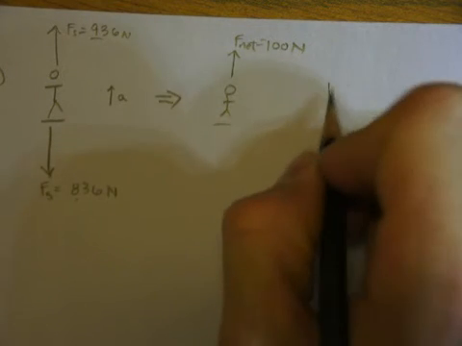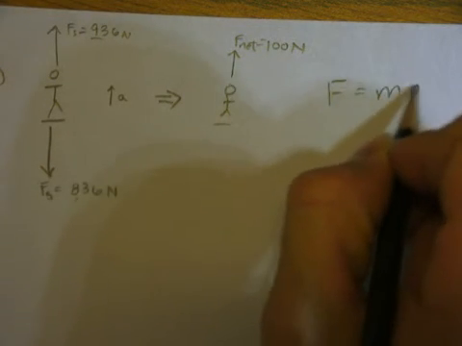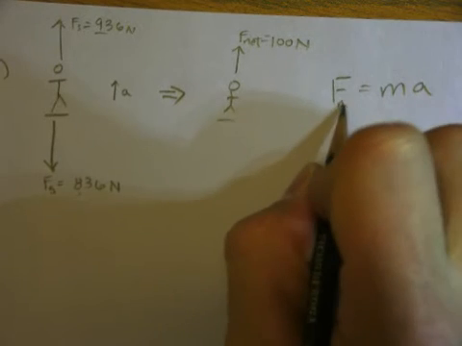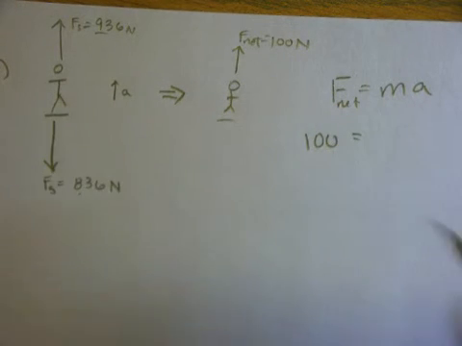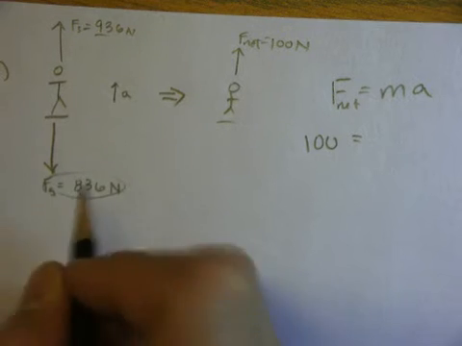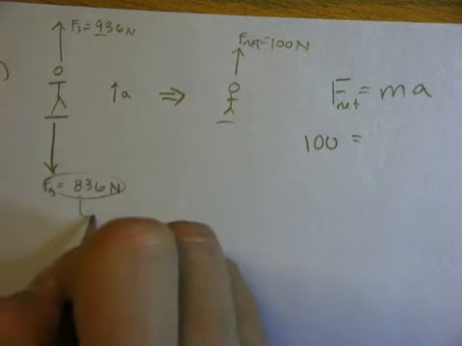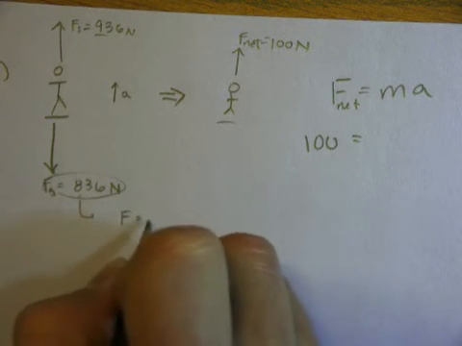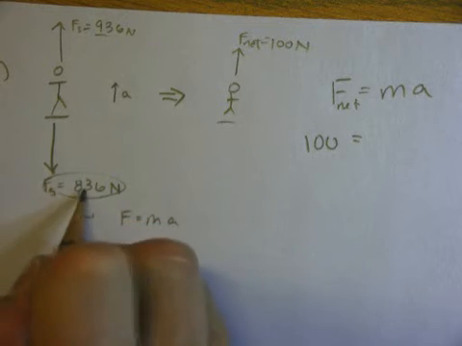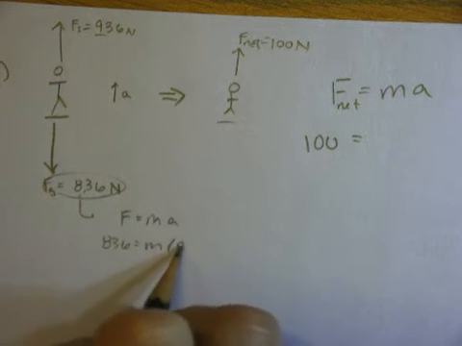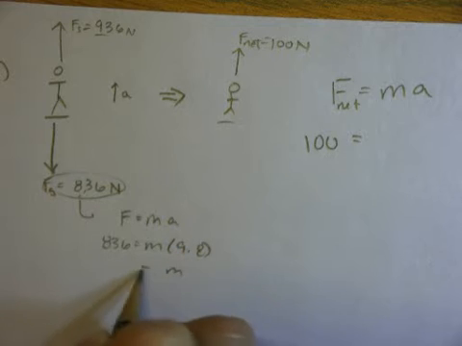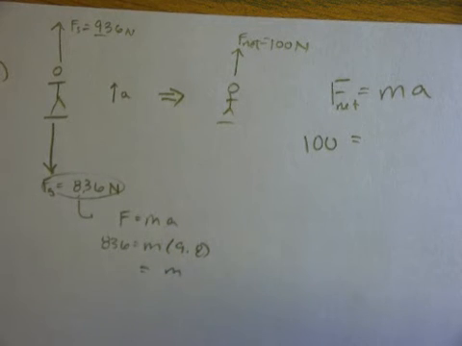And it says find the acceleration. So if you're going to use F equals ma, remember to use the net force. And we just found the net force is 100. And the mass of the person. Here's the person's weight. So in order to find their mass, you got to divide by 9.8. Because the force is 836, and the acceleration is 9.8. So you got to take 836, divide by 9.8.